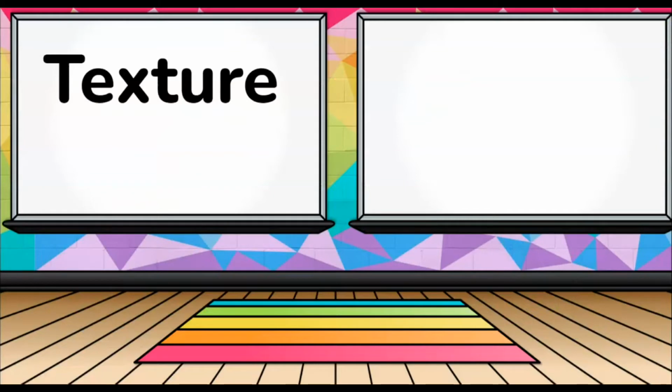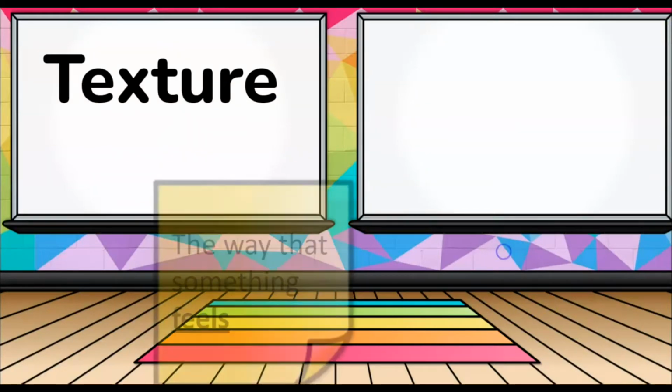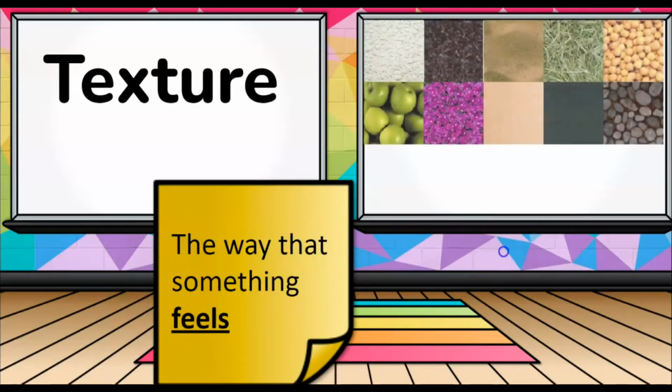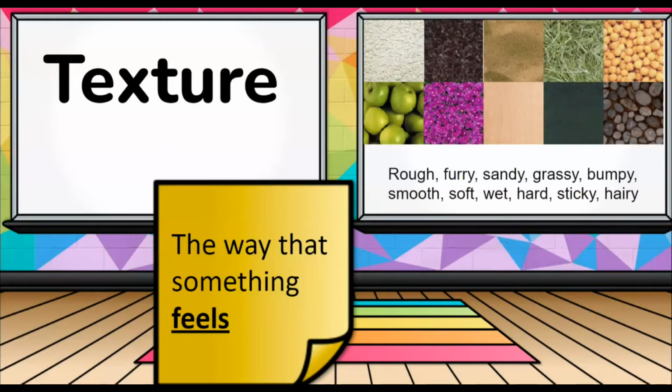The last thing we're going to talk about is texture. Now, texture is an element of art that is the way that something feels. Here we have so many different kinds of textures. We have rough, furry, sandy, grassy, bumpy, smooth, soft, wet, hard, sticky, hairy. Oh my! There are so many words that we can use to describe texture.